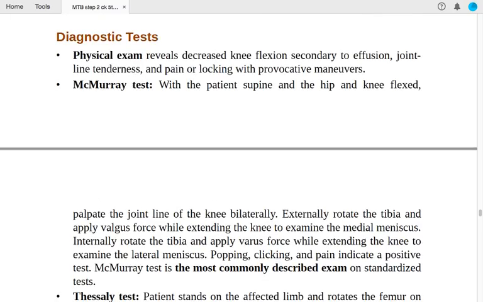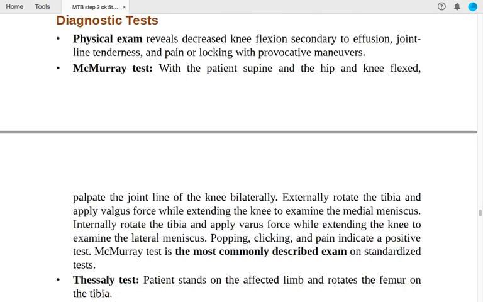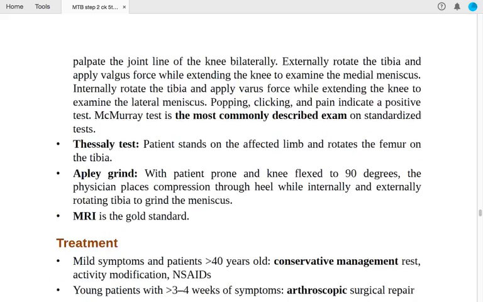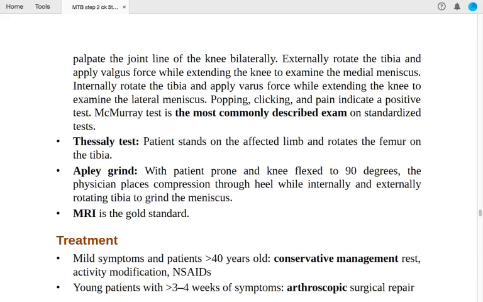Then we have McMurray testing, with the patient supine and the hip and knee flexed. Remember, we'll see the video also. With the patient supine and the hip and knee flexed, palpate the joint line of the knee bilaterally. Externally rotate the tibia and apply valgus force while extending the knee to examine the medial meniscus. Internally rotate the tibia and apply varus force while extending the knee to examine the lateral meniscus. To examine the lateral meniscus, you have to apply varus force. To examine the medial meniscus, you have to apply medial force.